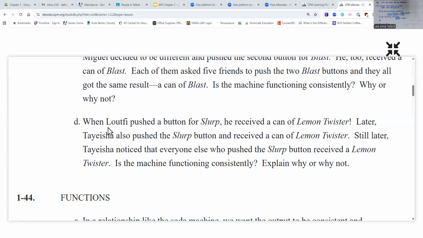When Lutfi, anybody know how to pronounce that? I'm going to go with Lutfi. Any other ideas? Okay. Pushed a button for Slurp. He received a can of lemon twister. Later, Taisha also pushed a Slurp button and received a can of lemon twister. Still later, Taisha noticed that everyone else who pushed the Slurp button received a lemon twister. Is the machine functioning consistently? And that's the keyword, consistently. Yes, it is.